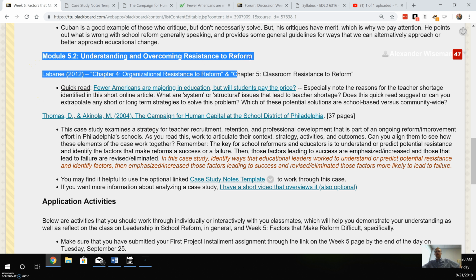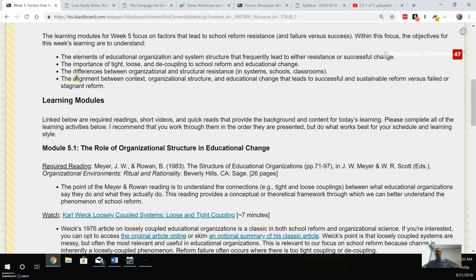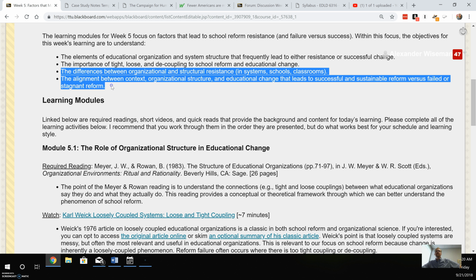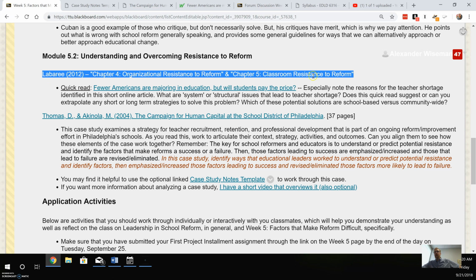In the second module, what I want to do is work on understanding and overcoming resistance to reform. We're thinking about these two objectives in this half of the learning modules for this week. I'm going to ask you to read chapters 4 and 5 out of Larrabee's Someone Has to Fail book.